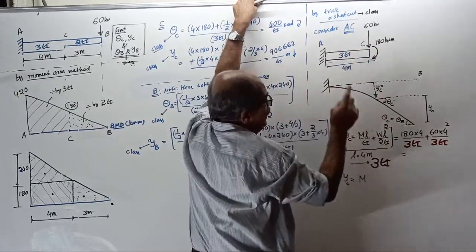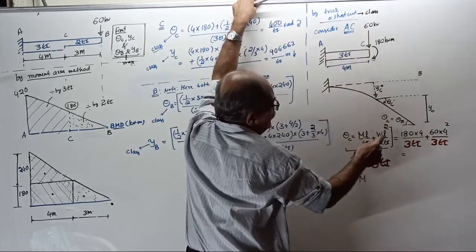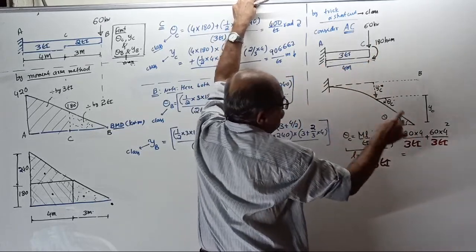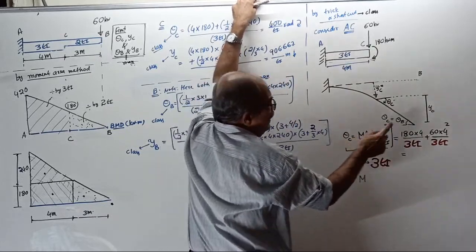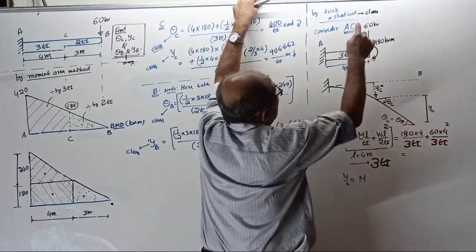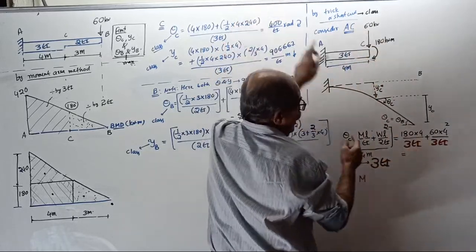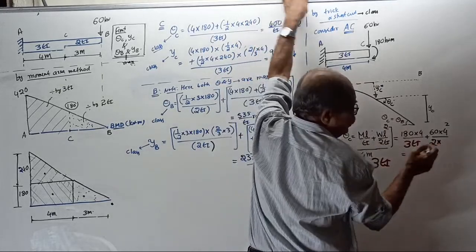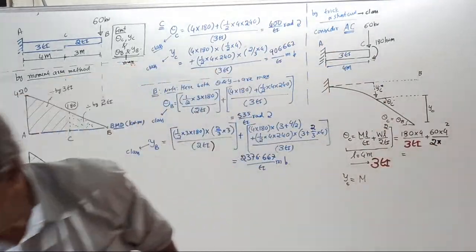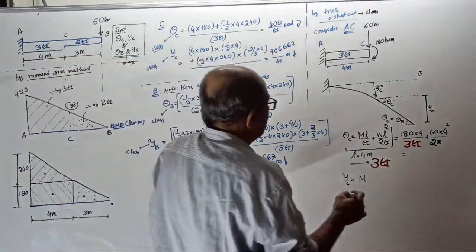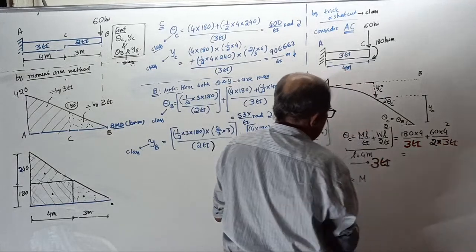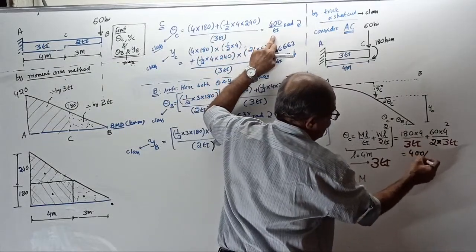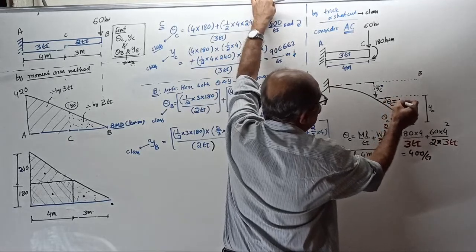Theta C, cantilever formula. ML by EI for the couple, WL square by 2EI for the point load. M is 180 into 4 divided by 3EI, ML by EI, plus 60 into 4 square divided by 2 into 3EI. That will come, you know the answer: 400 by EI. Go back and enter 400 by EI is the answer.